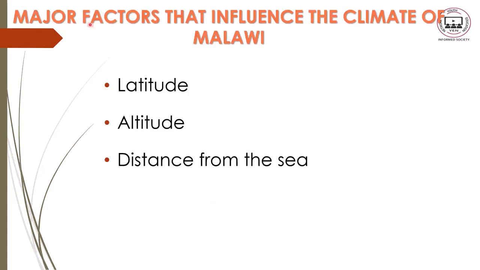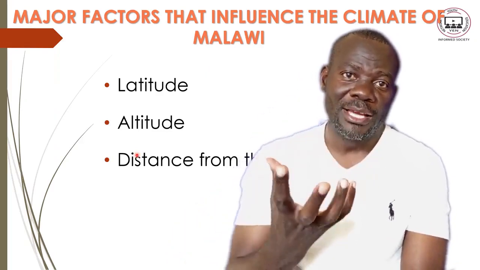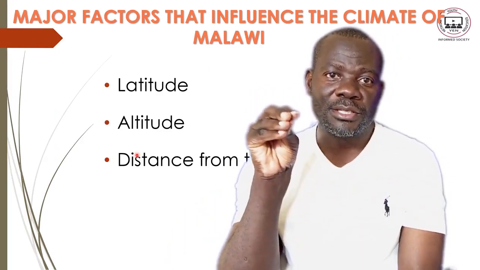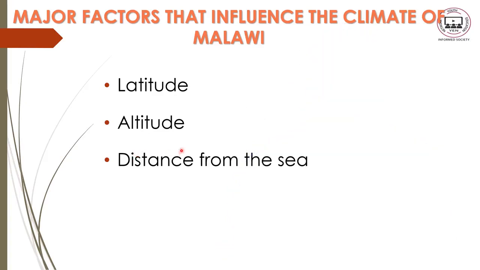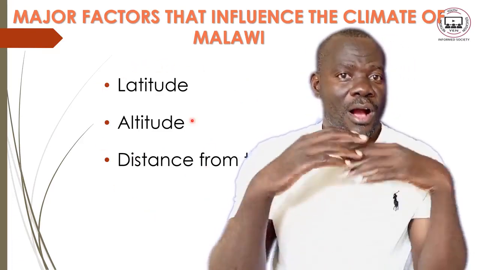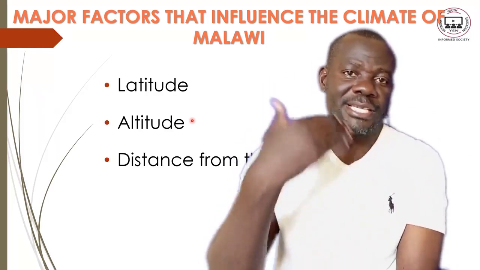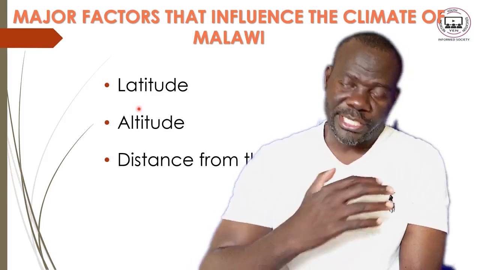Now let us look at the major factors. What are the major factors that influence the climate of Malawi? Every area has factors that determine why it is cold, hot, or warm. The factors include latitude, altitude, and distance from the sea. These are the very last things that we are going to look at, so you have to know them. They are the major factors that determine how an area should be, whether hot or cold.